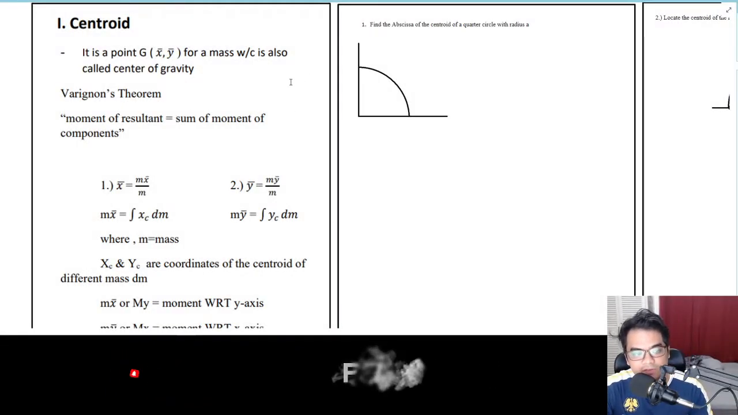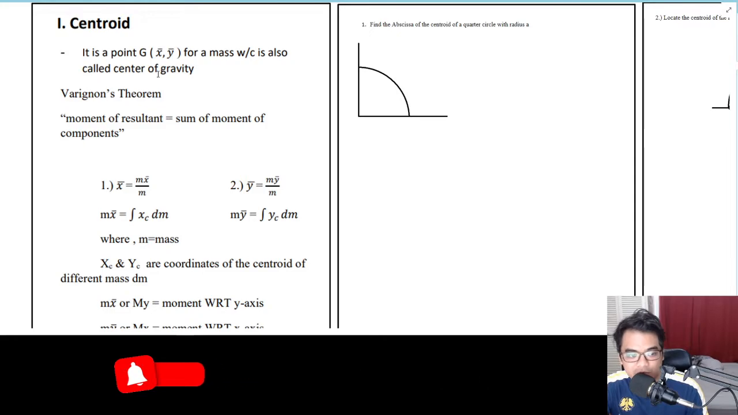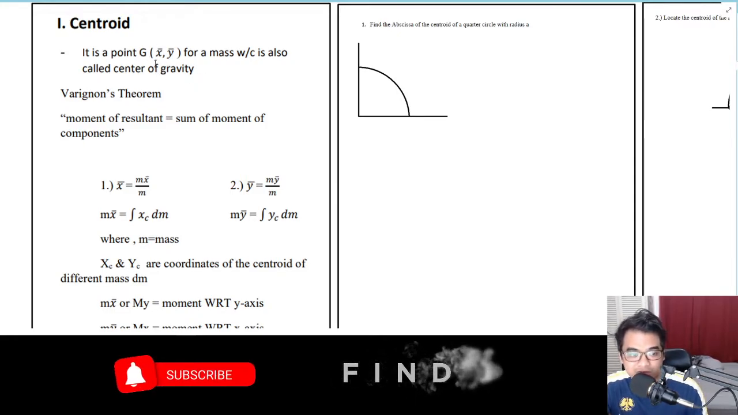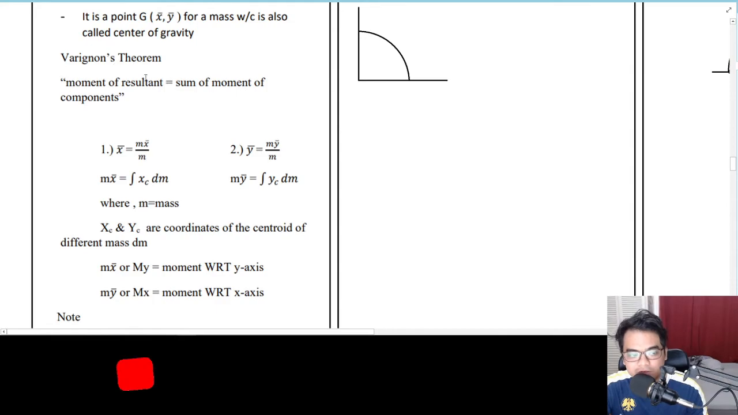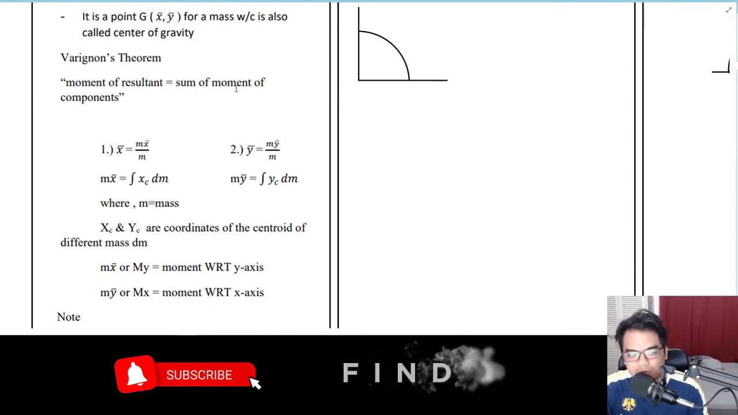We have now the centroid. So centroid is simply the center of any polygon that we need to get. It is also called the center of gravity. So it is a point. We will denote this as G with x bar and y bar for a mass, which is also called the center of gravity. Using Varignon's theorem, the moment of resultant is just the sum of moment of components.